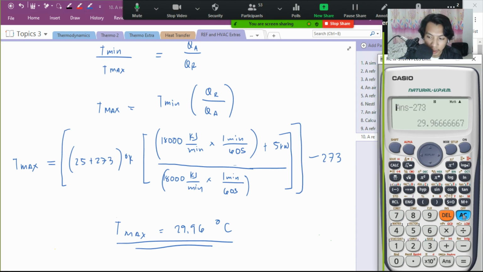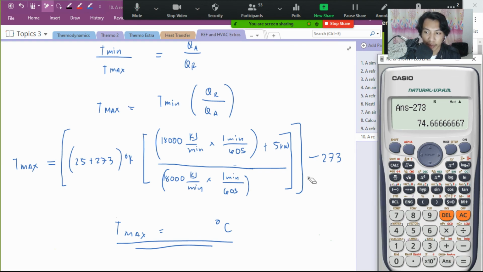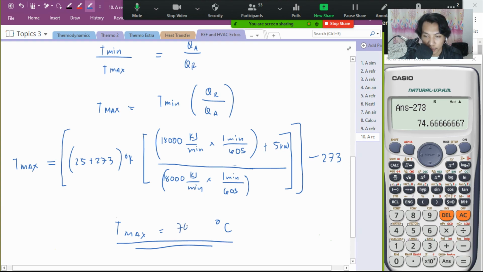35 divide by 30, times 298, minus 273. Ba't mali yung compute? Ayun, 74.6. Nagkakamali yung calcu. Kaya, ayun, tama na. Wala kasi choices, tama na siya. 74.67. That is for problem number 10.